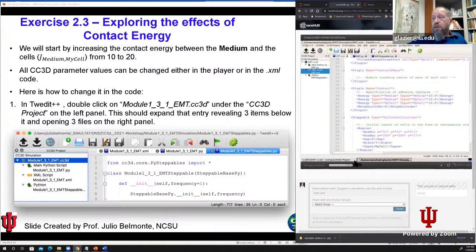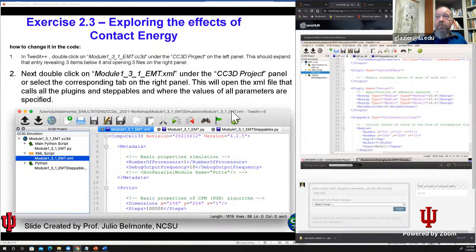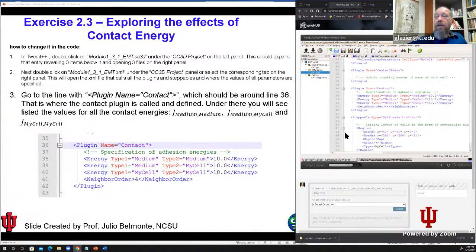Go back to Twedit, double click here at the top where it says the name of the simulation. Select the XML here, emt.xml. You may have to double click on it. And then scroll down, and it should be about line 36 or line 37. So again, double click on the name, double click on the XML, and then scroll down. Again, it should be line 36 in your simulation. Everybody got that one?